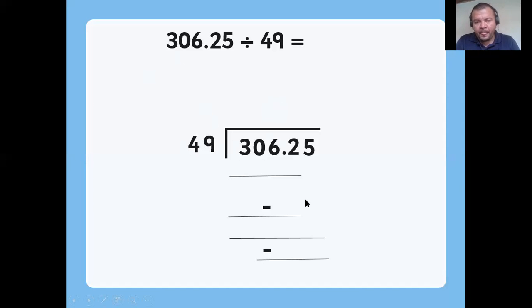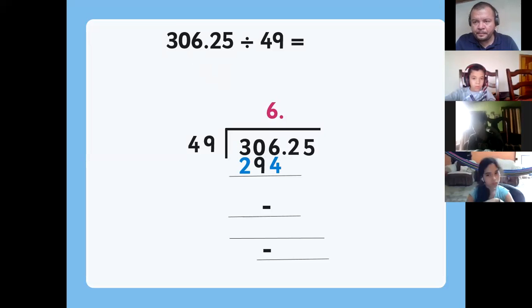So I write 6. Why 6? Because 6 times 49 is 294. For this right now we are okay, okay? Do you have any question right now? Yes or no?